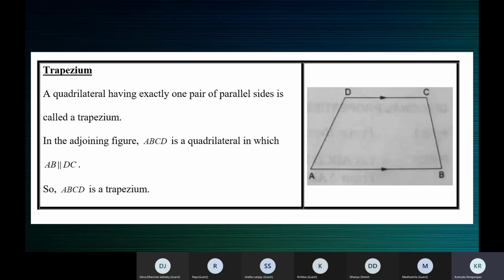The definition is very important. In a quadrilateral, if you see one pair of opposite sides parallel, it might have many other properties. You should not be bothered about all that. Our concern is: is there one pair of opposite sides parallel? If the answer is yes, it's a trapezium.